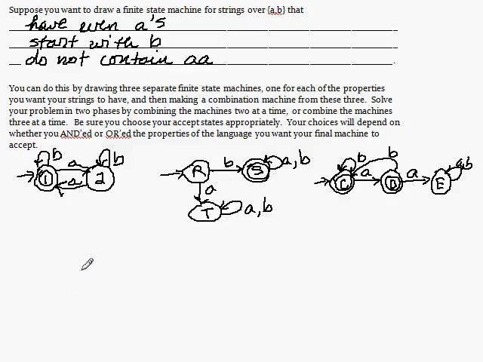Now when you do a combination of three things, you can do them all at the same time, or you can do them pairwise. So I could make a combination of these two, and then make a combination of that with the third one. Up to you, whichever way you decide to go. I think I'll be brave and do them all at the same time. So my start state is going to be 1 RC. 1 for the first machine, R for the second machine, C for the third machine. Looks like IRC, that company.